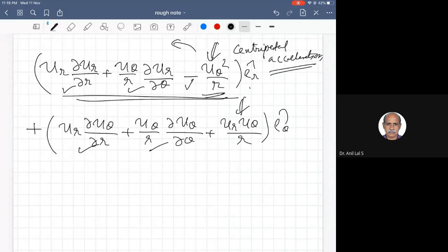So similarly, if you look at the tangential momentum equation, tangential acceleration, there is one acceleration. This is called Coriolis acceleration. Coriolis.